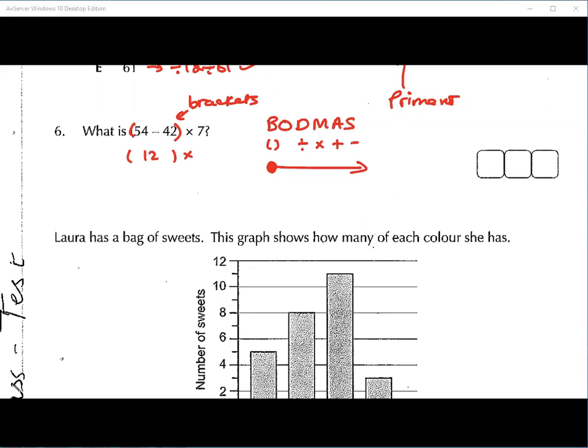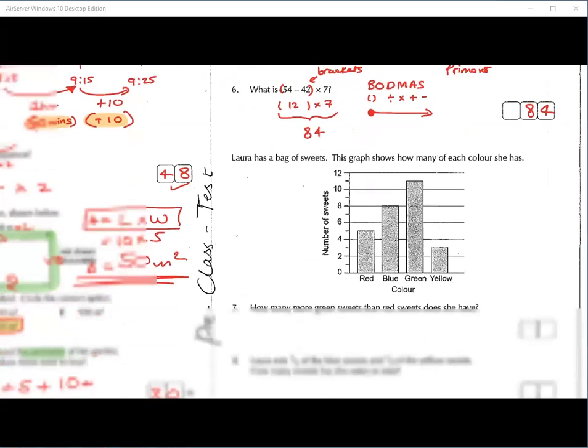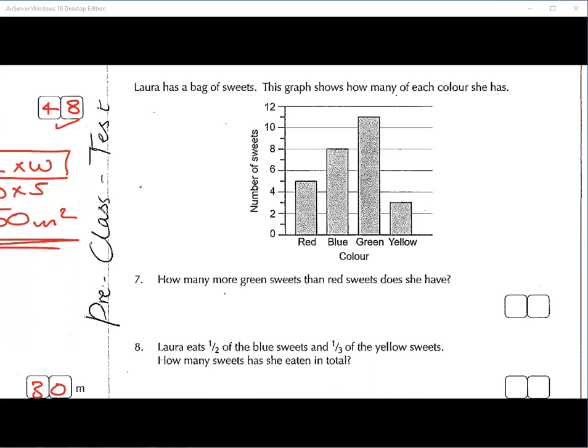We copy down the, what's 12 times by 7? 84. Yeah, that's right. Lovely. Right, stay there. Next question. Read. Laura has a bag of sweets. This graph shows how much of each color she has. How many more green sweets than red sweets does she have?